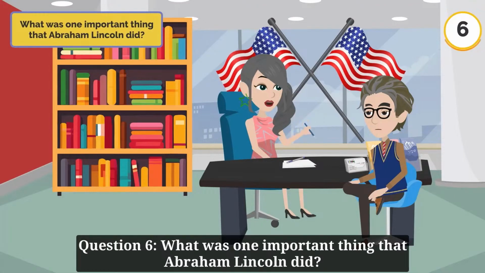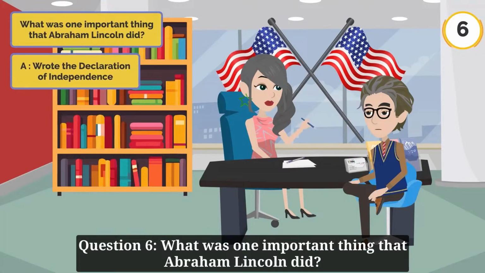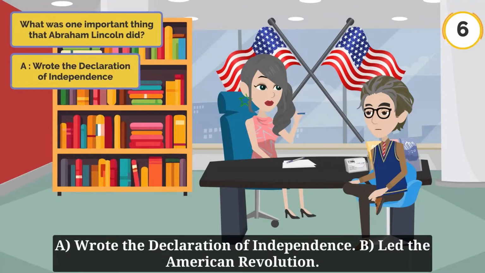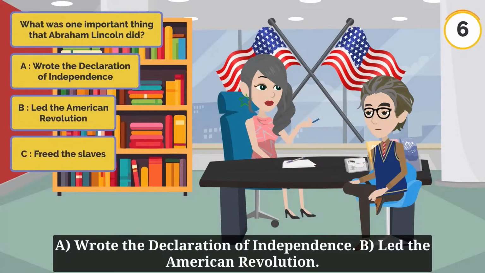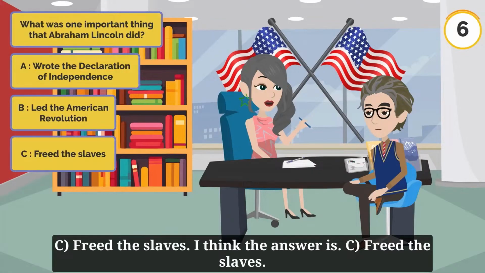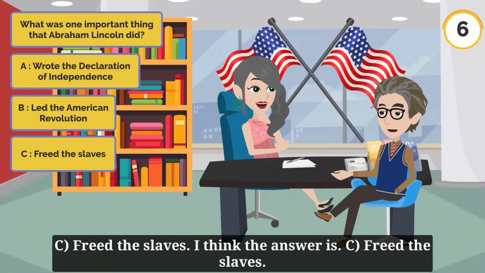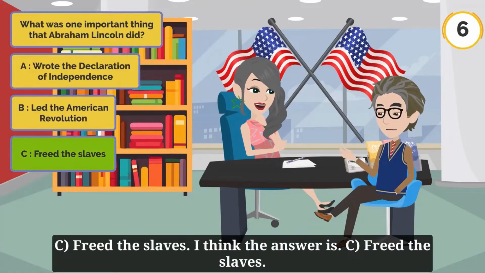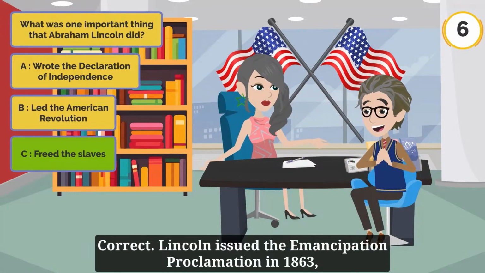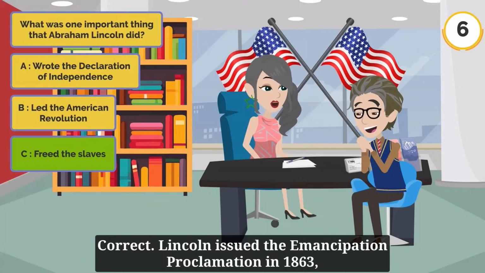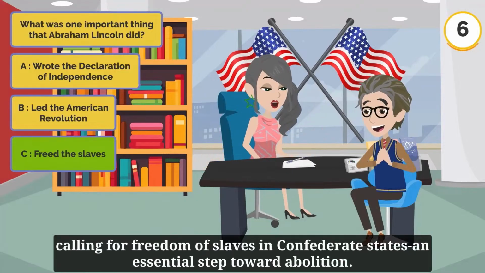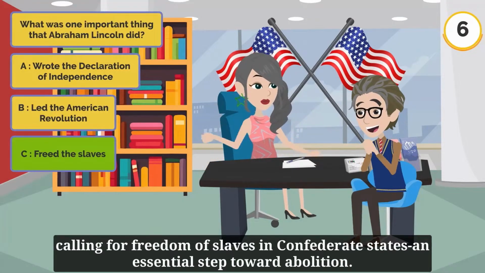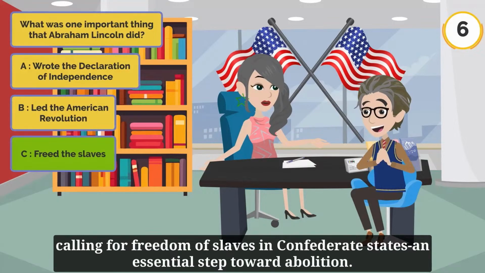Question 6. What was one important thing that Abraham Lincoln did? A. Wrote the Declaration of Independence. B. Led the American Revolution. C. Freed the slaves. I think the answer is C. Freed the slaves. Correct. Lincoln issued the Emancipation Proclamation in 1863, calling for freedom of slaves in Confederate states, an essential step toward abolition.